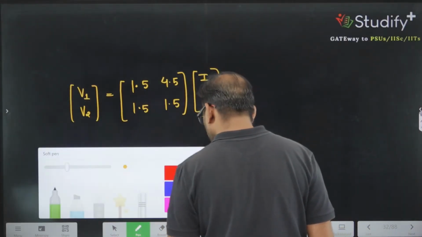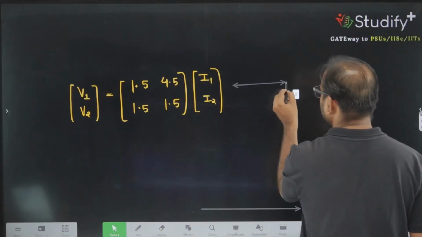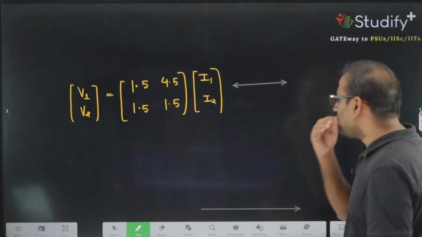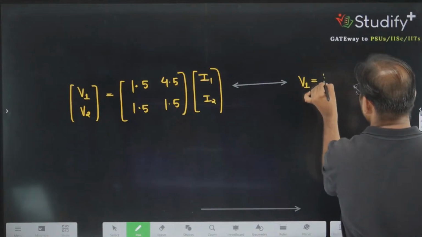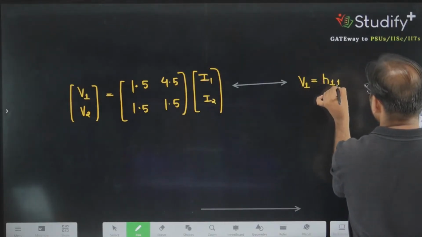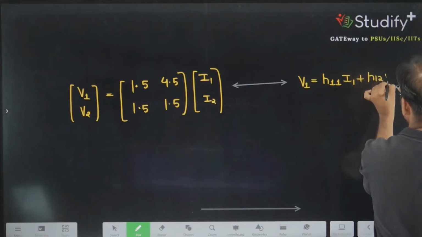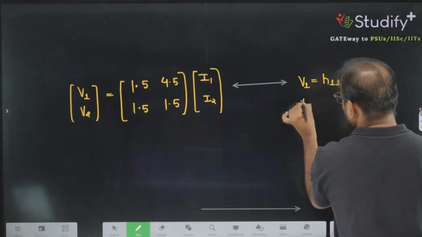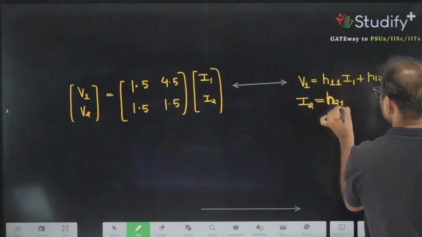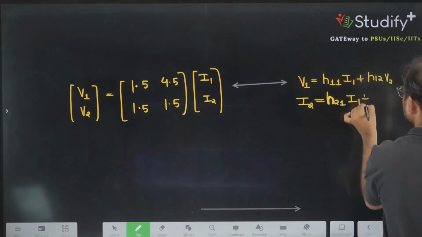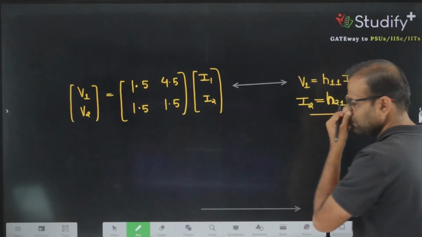Now we are interested in the H parameter. And what is the H parameter? So what we want to do is transform this into the H parameter. What is the equation for the H parameter? So you know that the equation for the H parameter is V1 is equivalent to H11 I1 plus H12 V2. And what is the value of I2? The value of I2 is H21 I1 plus H22 V2. Is it okay?